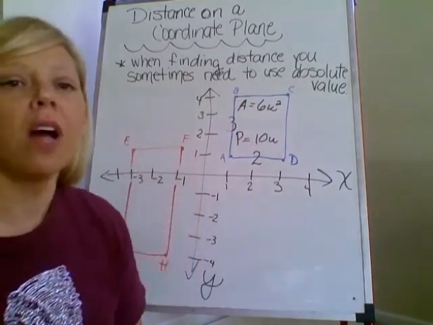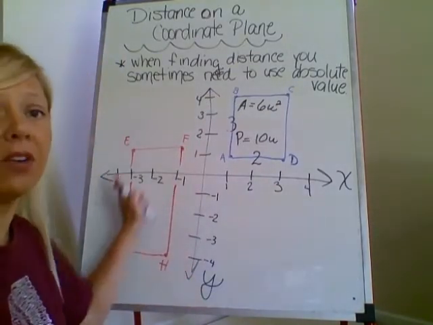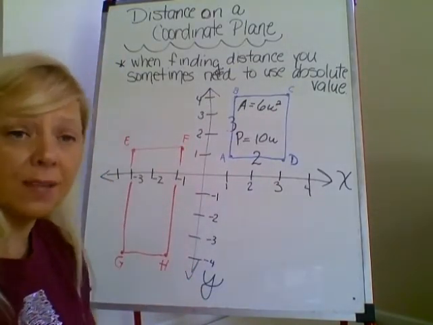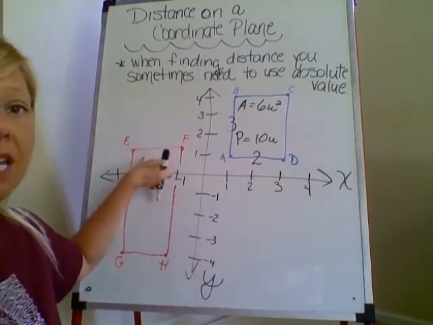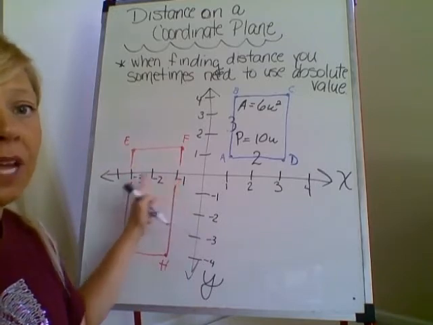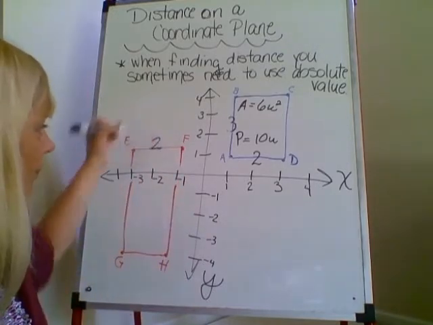So what if we're crossing one of our axes? For example, my red rectangle here. Again, same thing, we need to find the distance between the 2 points. E and F are in the same quadrant, so I only have to go from -1 to -3. So that's only 2 units away from each other.